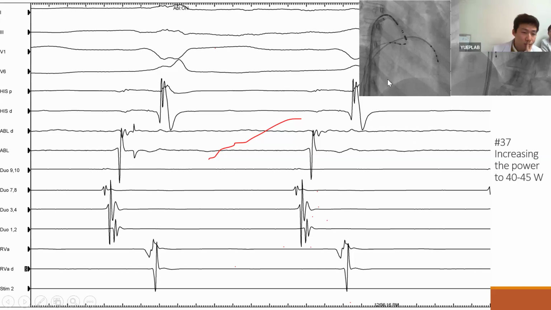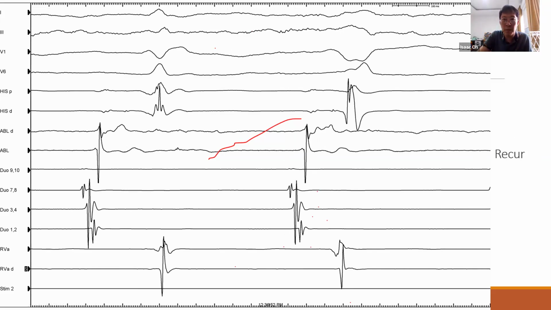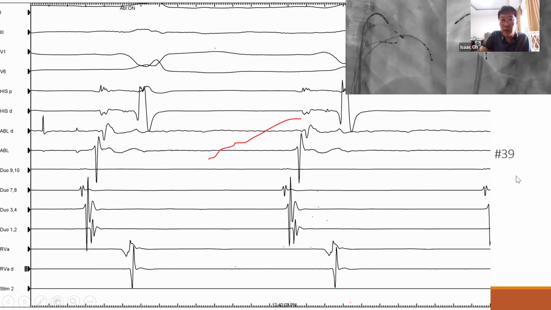We put in a long sheath and made more curve to reach the free wall side. Then during the 37th ablation, we delivered for more than 30 seconds. We thought maybe this was the site, and the signal changed around 30 seconds. But within 10 seconds after ablation, it recurred again. Then we delivered an additional burn in the relatively anterior area.